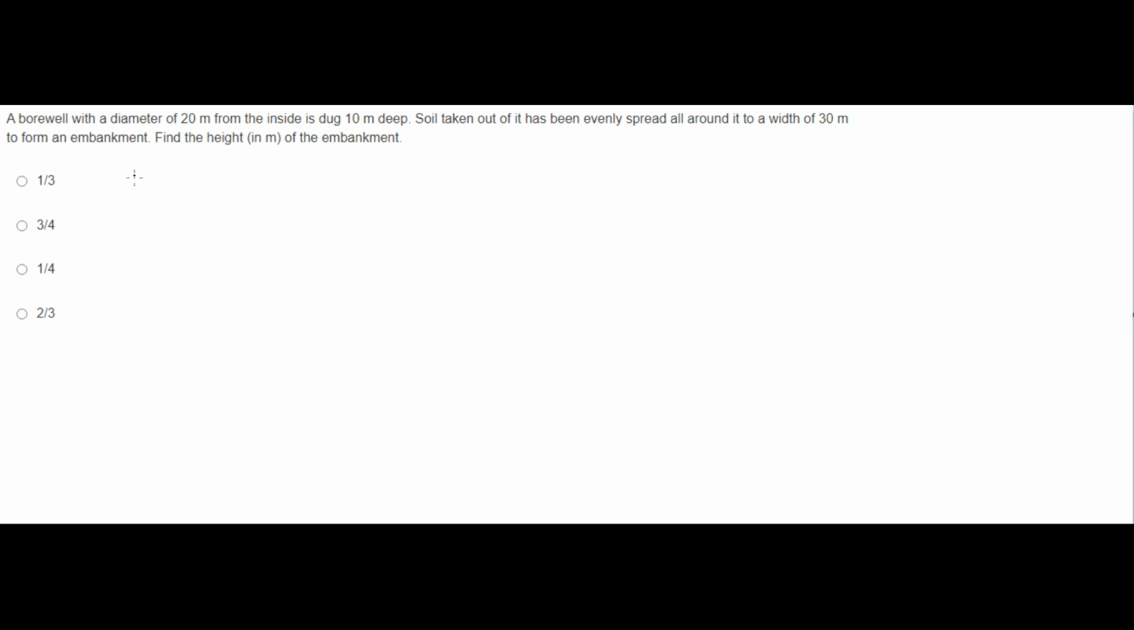Question: a bore well with the diameter 20 meters, is it right? So let me just draw the bore well. From the surface of the land, this is the surface of land, they are digging the bore well. You know the well, is it right?